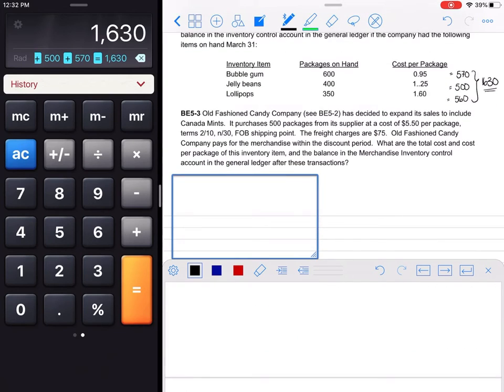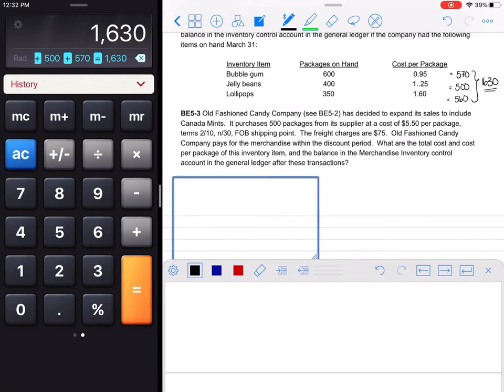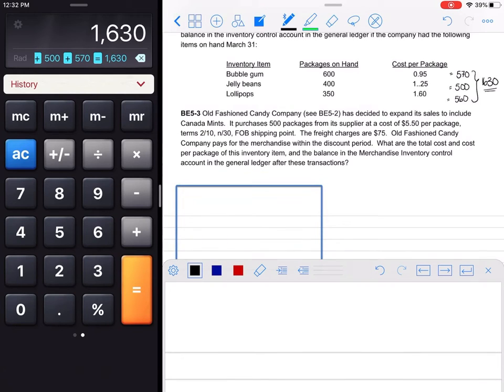Going to part B, Old Fashioned Candy Company, the one we just did, has decided to expand its sales to include Canada Mints. It purchases 500 packages from its supplier at a cost of $5.50 per package. The terms of sale are 2/10 net 30, FOB shipping point. The freight charges are $75. Old Fashioned Candy pays for the merchandise within the discount period. What are the total costs and cost per package of this inventory, and what is the balance in the merchandise inventory control account in the general ledger after these transactions?